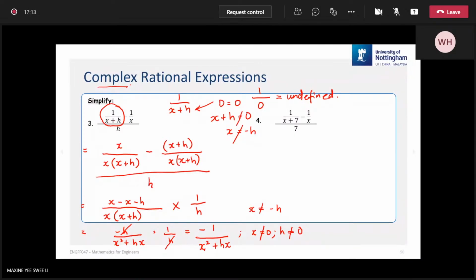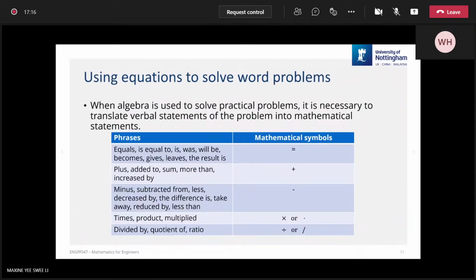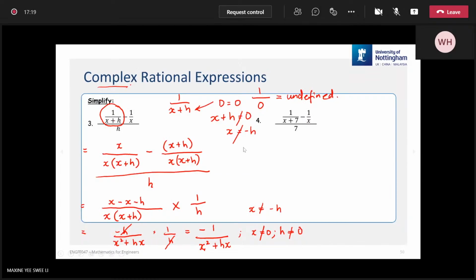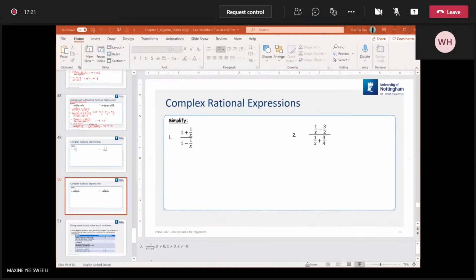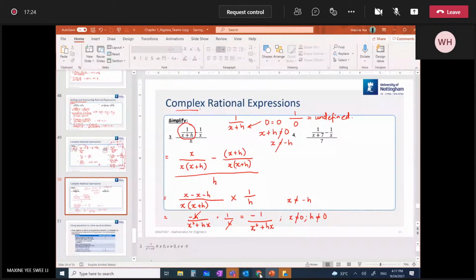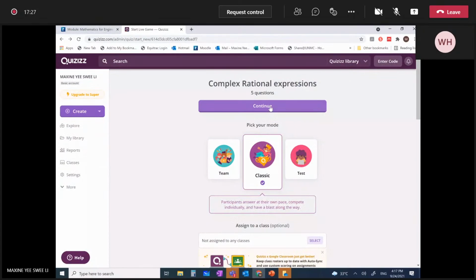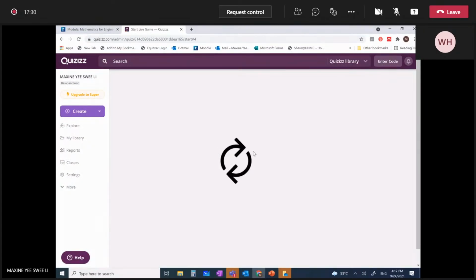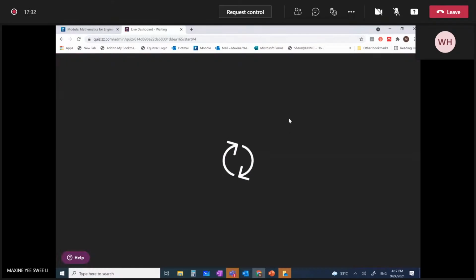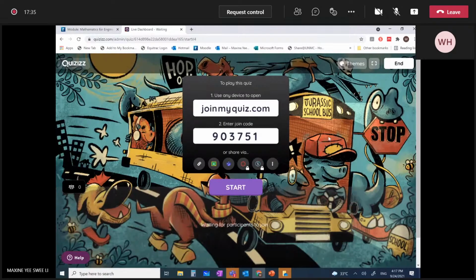Okay, the next section is word problems. But first, I want you to do a short quiz. I prepared 5 questions on complex rational equations. Please go to this link, or type it in on your computer or phone: joinmyquiz.com, and enter this code, 903751.